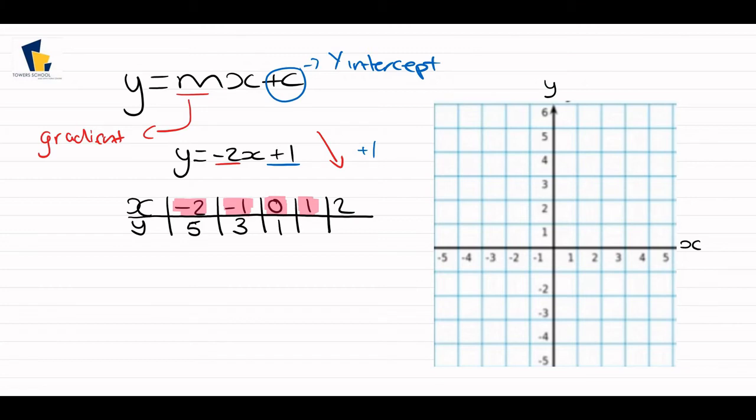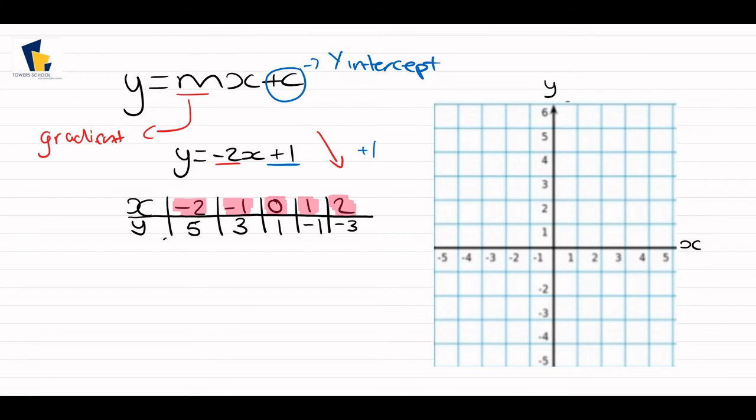And now we're going to do 1 times -2, which will give me -2, plus 1 will give me -1. And then lastly, +2 times -2 is -4, plus 1 gives me -3.